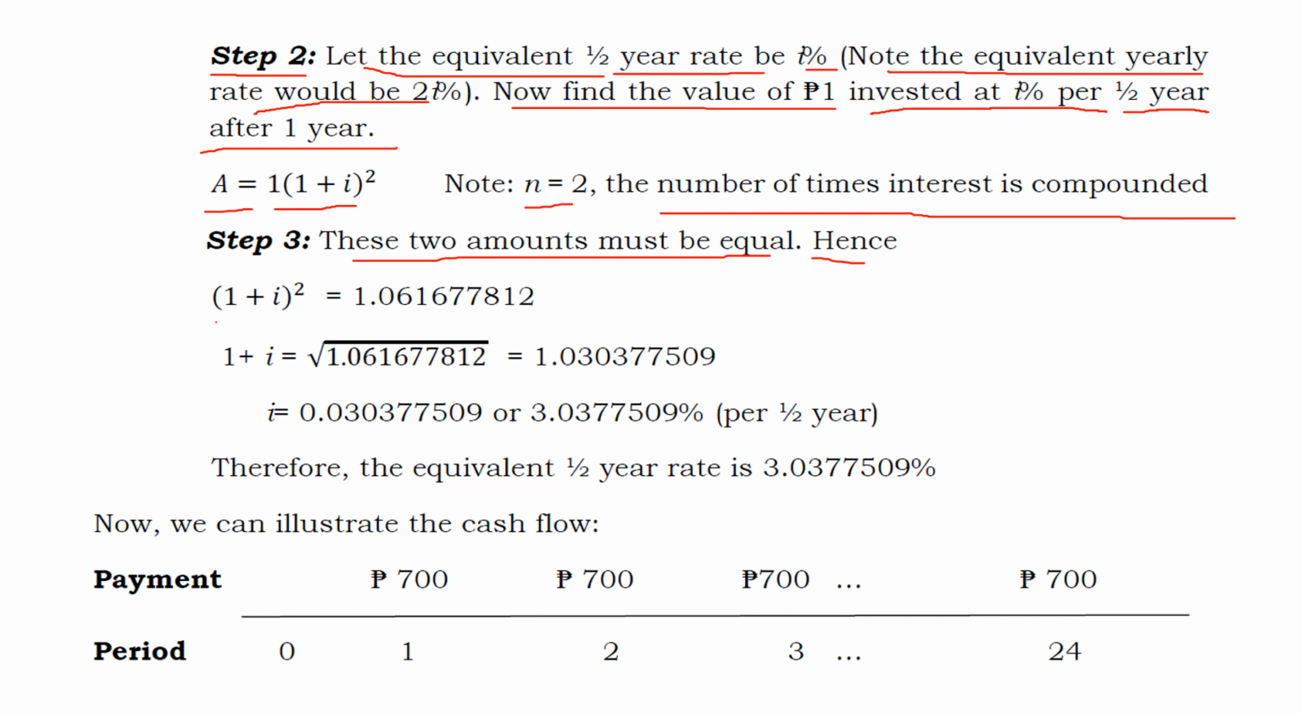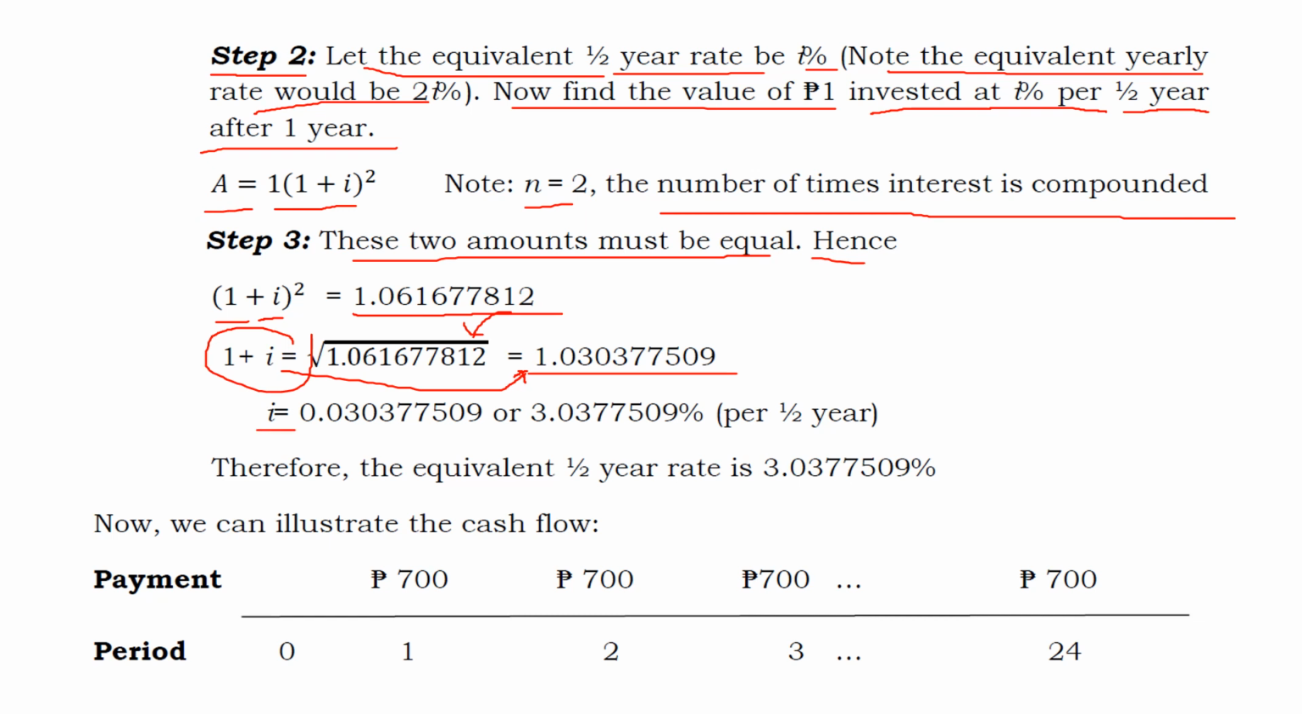If we simplify 1 plus I raised to 2, that will be equal to 1.061677812. If we take the square root of this one, that will be 1 plus I. So the square root of 1.061677812 will be equal to 1.030377509. So that will be your 1 plus I, as the value of this one.